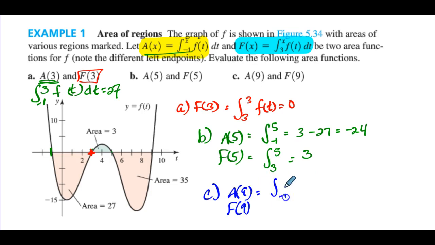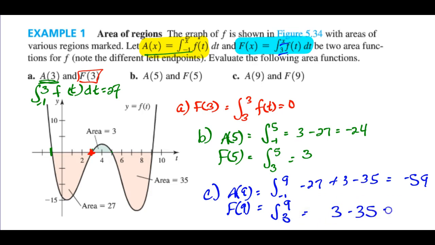So the yellow function is going from -1 to 9. And again, I get positive area and negative area. So -27 plus 3 minus 35 is -59. And f at 9 is integrating from 3 to 9, and that would give me 3 minus 35, which is -32. Remembering you have positive area here of 3, and then negative area here of 35.